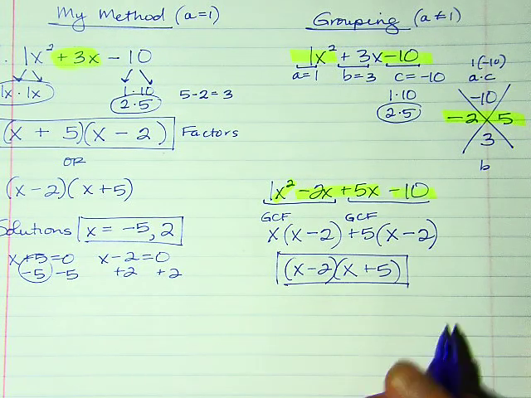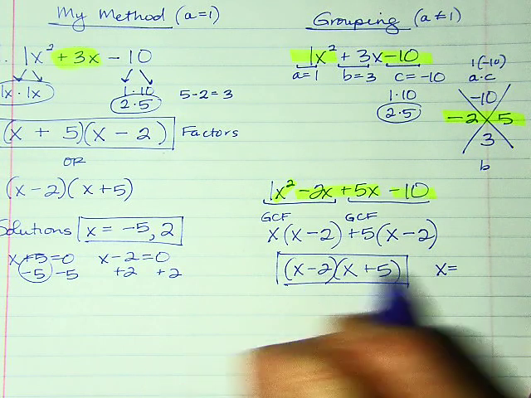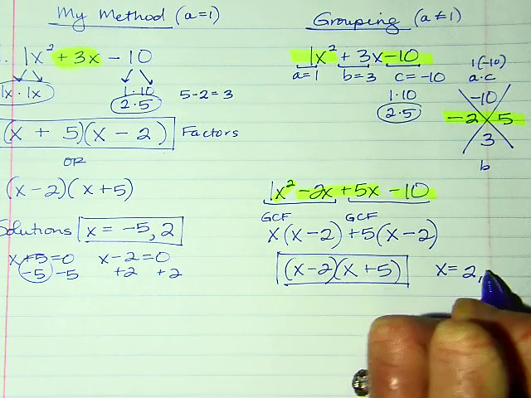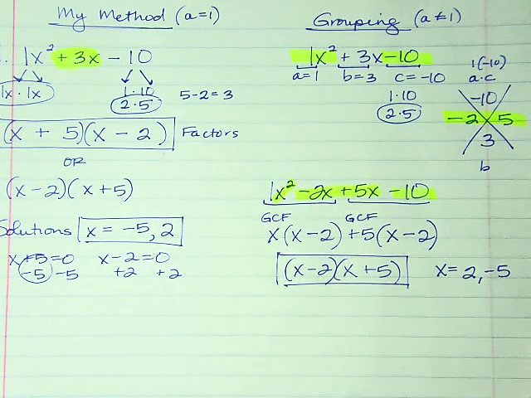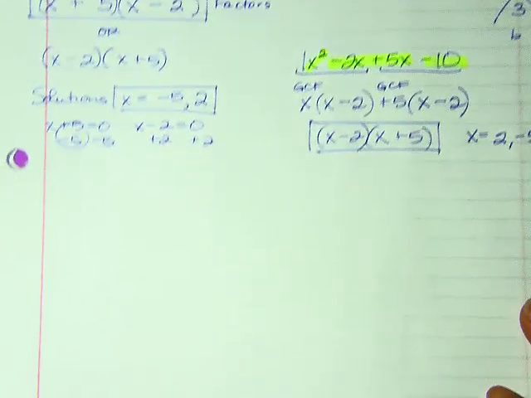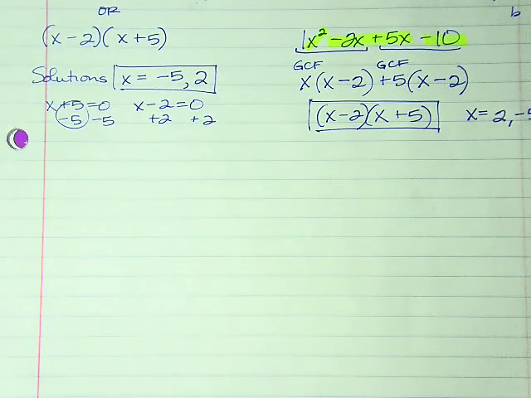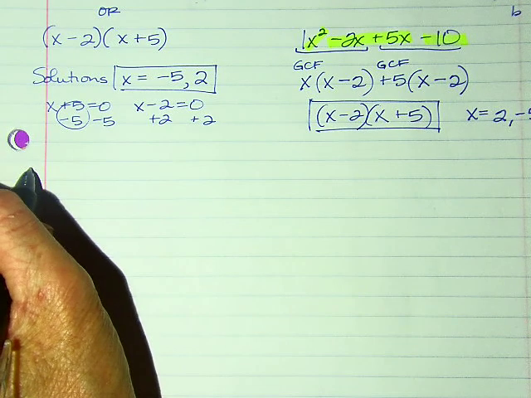And you'd find the solutions the same way. Opposite of a negative 2 is 2. Opposite of a positive 5 is negative 5. Okay? So we're going to practice those two methods, and as we go along, if you think, hey, I like this method better, great. Use it.